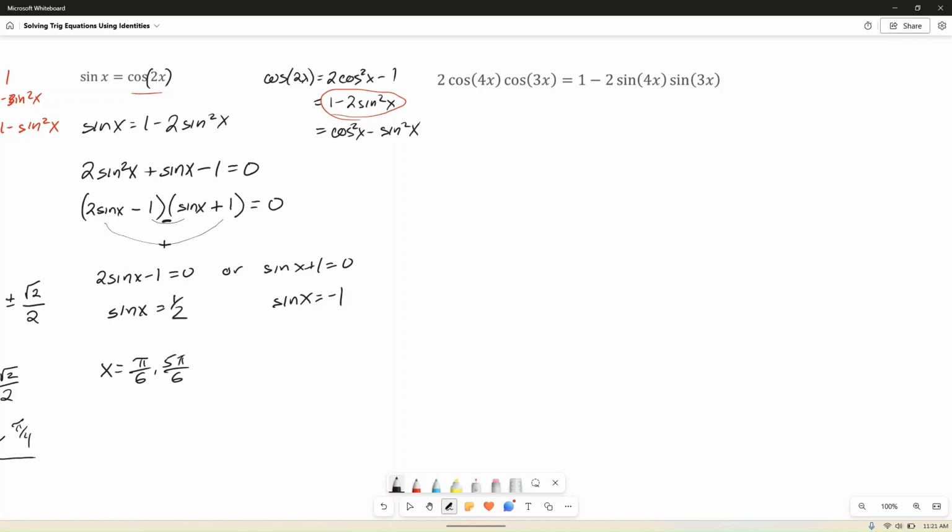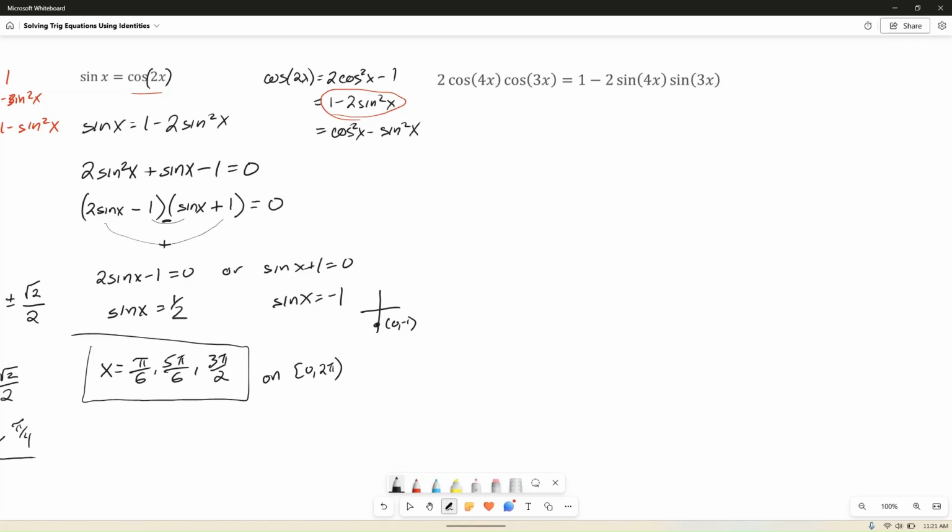Where is sine equal to a negative 1? Well, again, that's going to be down on the negative y-axis. That's the coordinate 0, negative 1. And so we're also going to have x is equal to 3 pi over 2 as our solution. So pi over 6, 5 pi over 6, and 3 pi over 2. Those are the solutions on 0 to 2 pi.